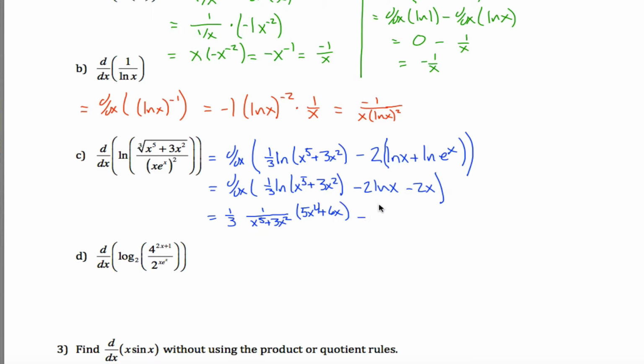And then from that I want to subtract 2 times the natural log of x. The 2 is just a constant, pull that out in front. Derivative of natural log of x is 1 over x. Minus 2 is a constant, derivative of x is just 1. So I get that that's equal to this thing, which I can clean up a little bit.